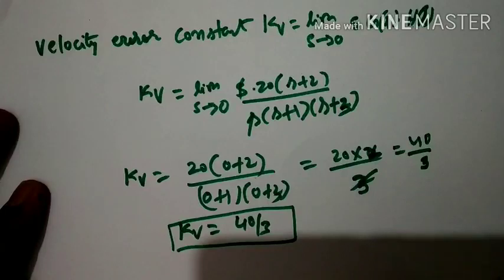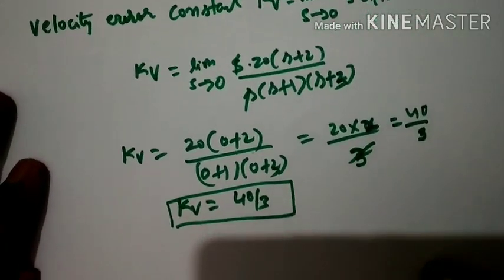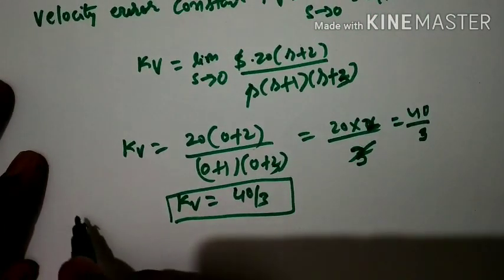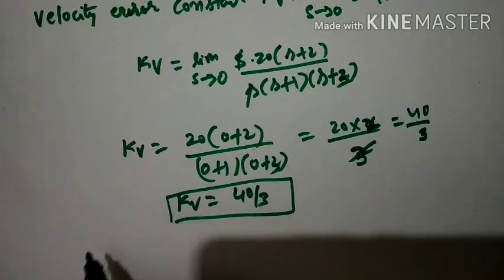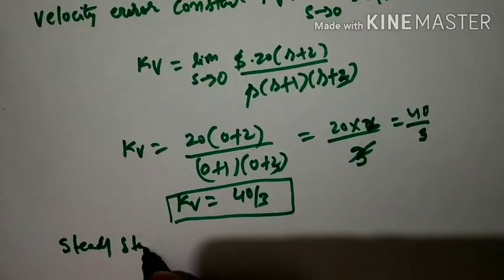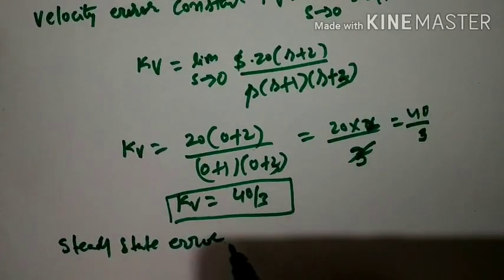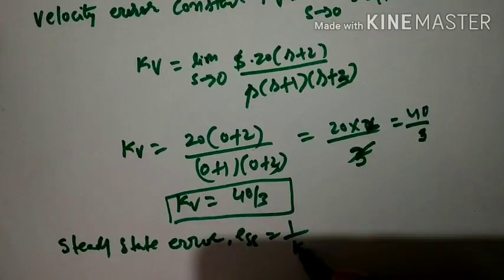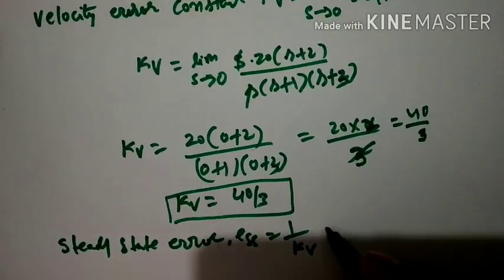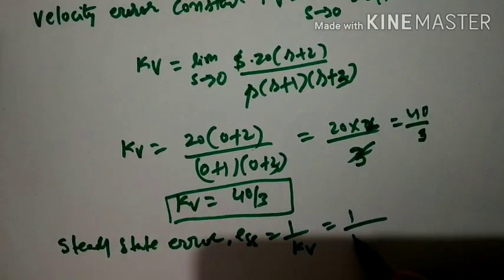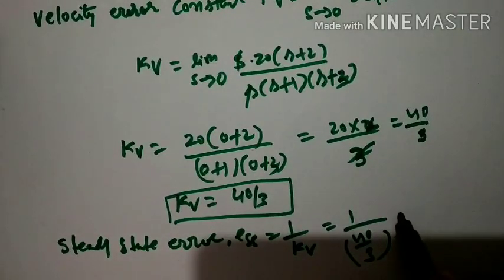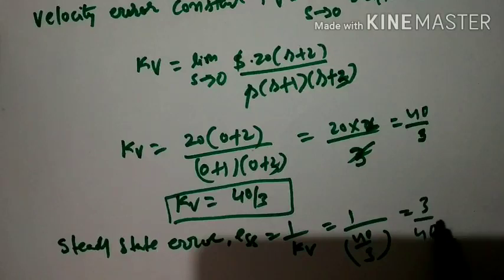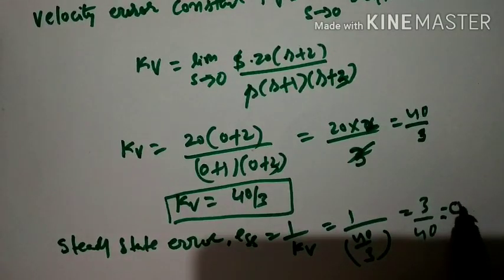Then after that you have to find the steady state error. You know the steady state error ESS is equal to 1 by Kv. You know this formula. So 1 by Kv means 1 by 40 by 3, which is 3 by 40, equal to 0.075.